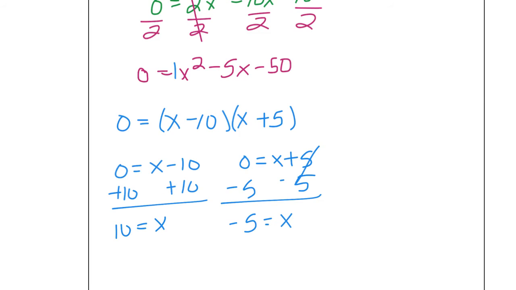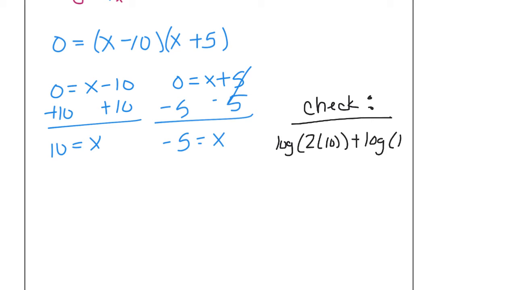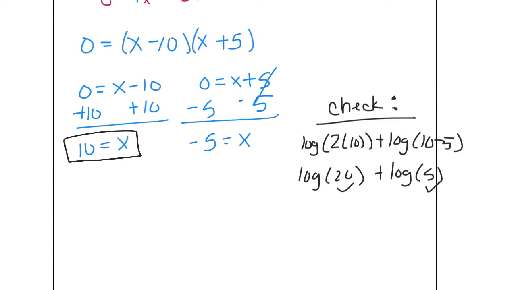Now remember, we can't assume that both of these are solutions. We have to make sure we check them and that we don't have any negatives inside of our logs. So I'm going to use the original equation. So I have log of 2x. I'm going to check the 10 first. So log of 2 times 10 plus log of 10 minus 5. Well, 2 times 10 makes 20. That's positive. Log of 10 minus 5 makes 5, which is also positive. So that means that x equals 10 is a good solution.